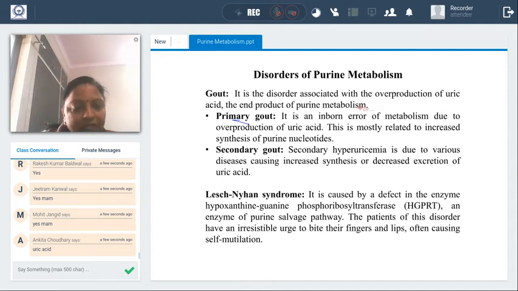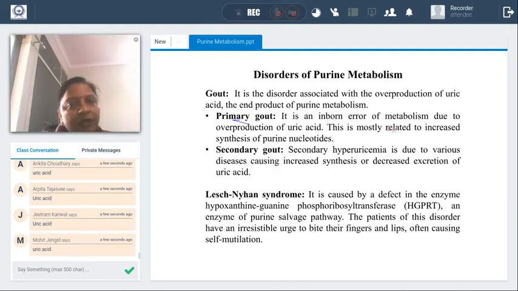Please write down in the box: the end product of purine catabolism, the whole process of catabolism of purine nitrogen bases or nucleotides. There are two types of gout. First is primary gout and another is secondary gout.